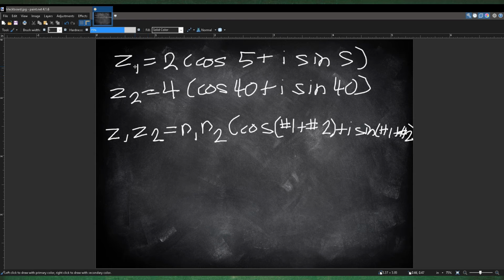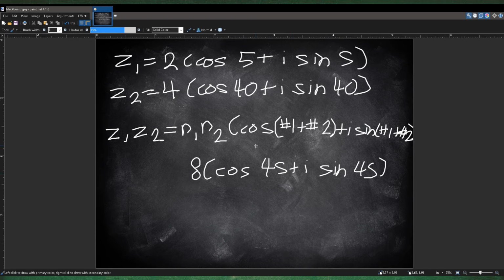So basically, if you want to multiply 2 cosine of 5 plus i sine of 5, and 4 cosine 40 plus i sine 40, it's 2 times 4, which is 8. And then adding the angles, 40 plus 5, which is 45. So you have cosine of 45 plus i sine of 45. Because these two angles are the same, the cosine and the sine will use the same angle.